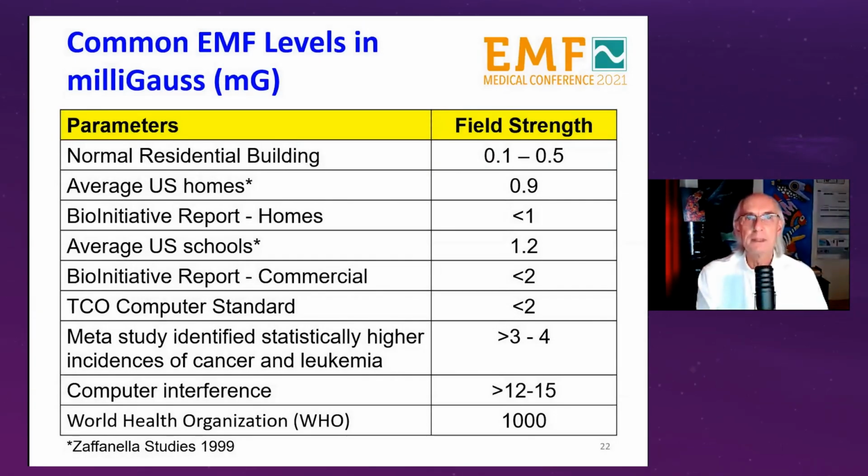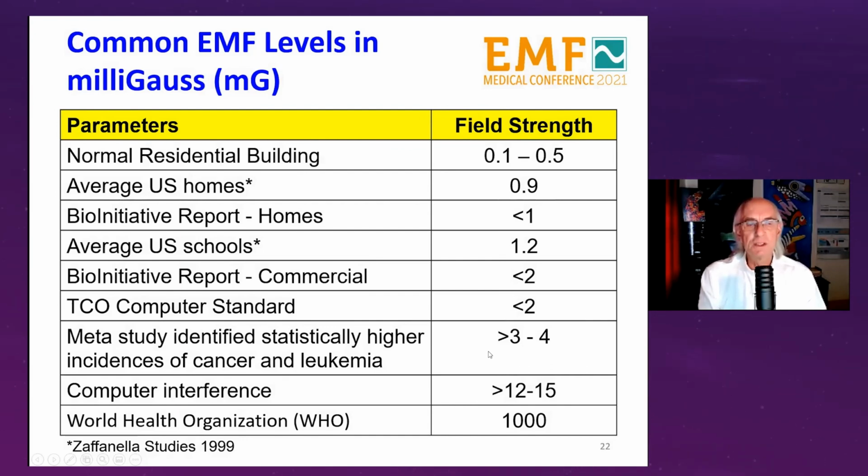Now let's talk a little bit about background levels. What's kind of normal in a residential building? It should be 0 or 0.1 up to 0.5, which is normal, and which we see in buildings without high tension power lines, substations or transformers on the outside. They did a study in the US of 1,000 randomly selected homes, and it showed 0.9 milligauss. And some of the guidelines you can see suggest magnetic field levels below 1 or 2 milligauss.